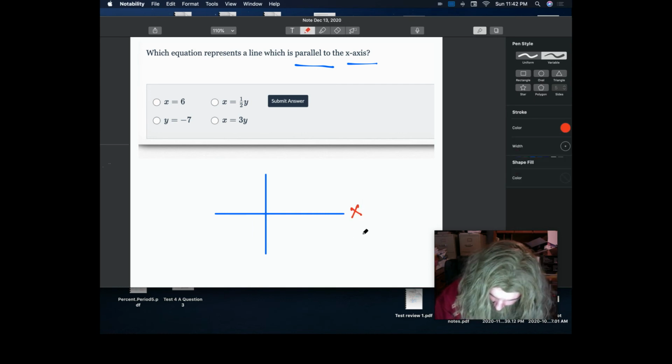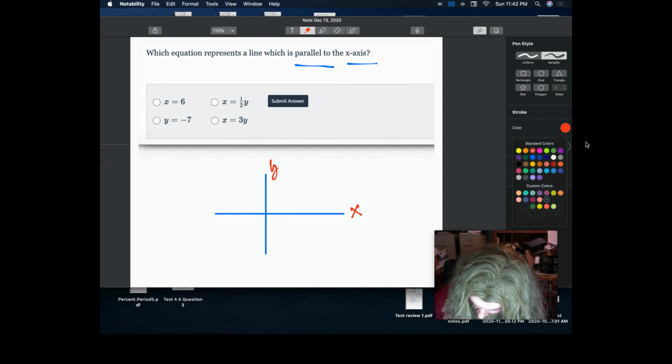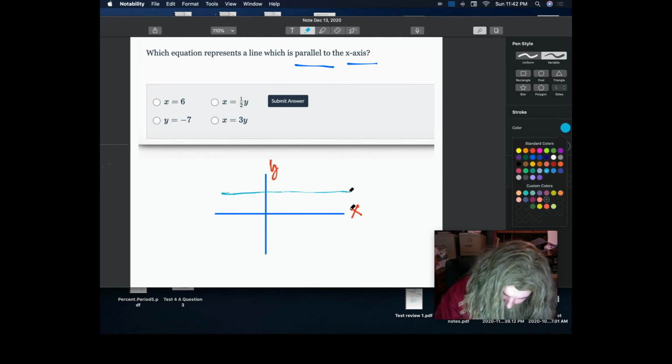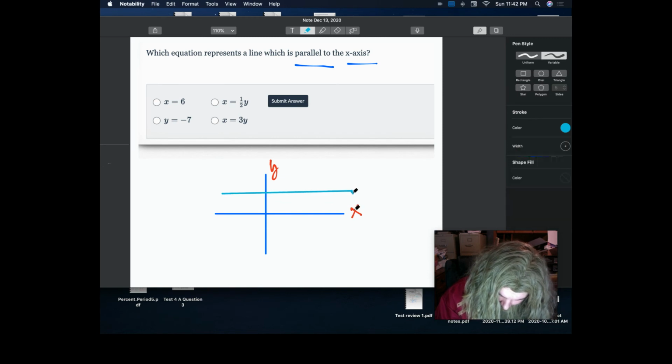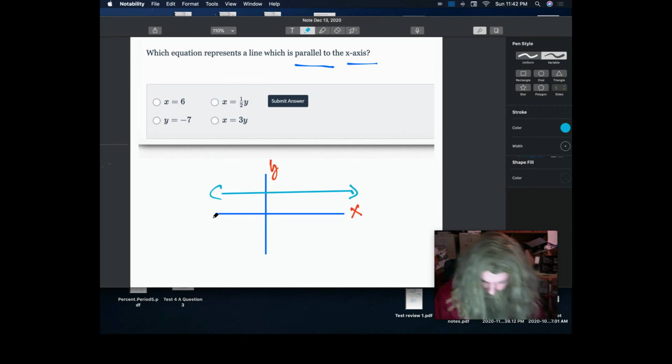We call this x, we call this y. If it is parallel to the x-axis, it is a line that goes left to right. Something like this. Let's just assume that it is parallel. It seems to be a little off, but that's close enough.